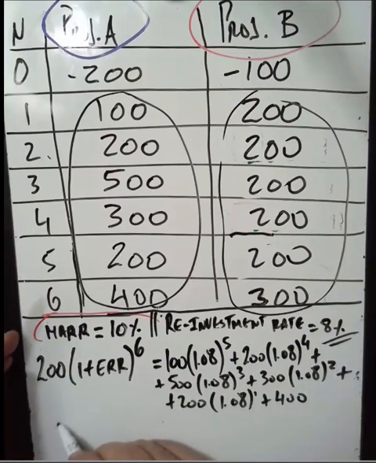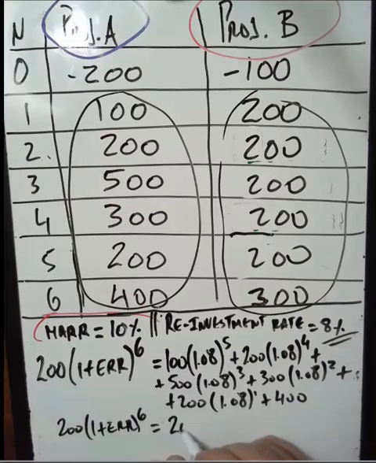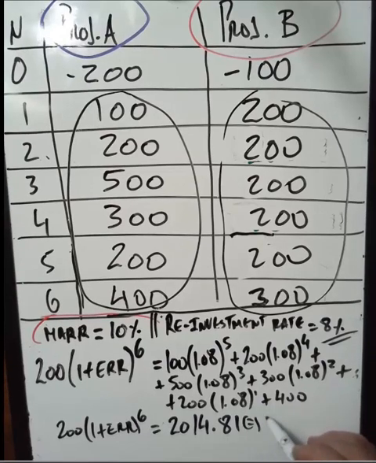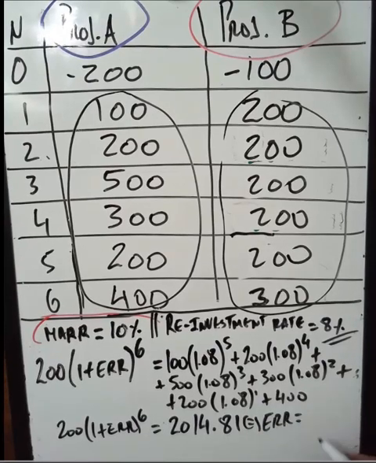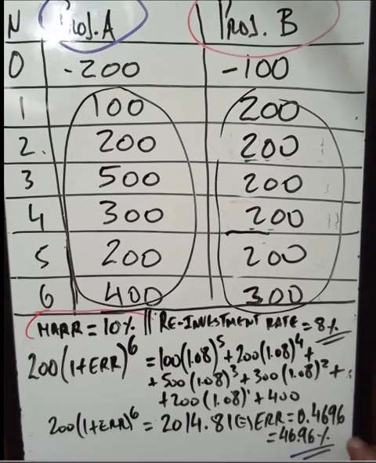So you would get 200(1 + external rate of return)^6 equal to $2,014.81. Then you solve for the unknown, the external rate of return, and you would get 0.4696. The same is to say 46.96%.